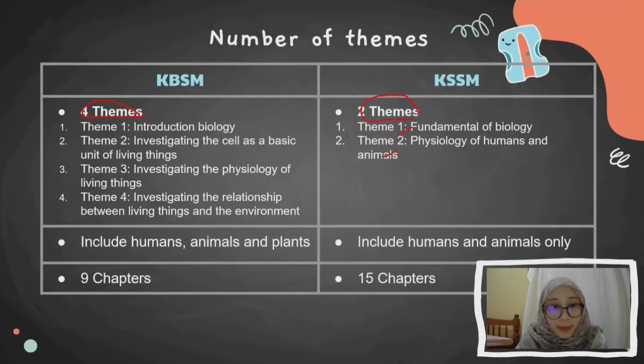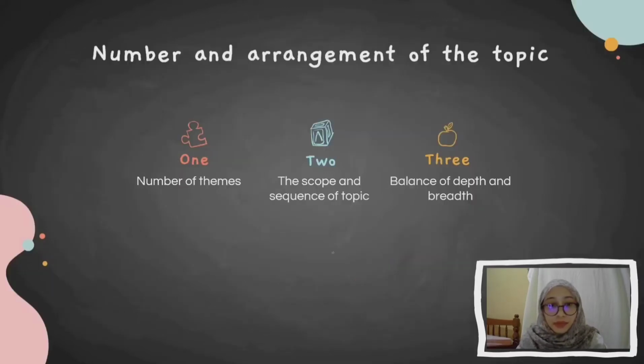For KBSM, the syllabus includes humans, animals, and plants, while KSSM only includes humans and animals. KBSM consists of only 9 chapters, while KSSM consists of 15 chapters. So now we are done with the first point. Let's move on to the second point, which is the scope and sequence of topic.